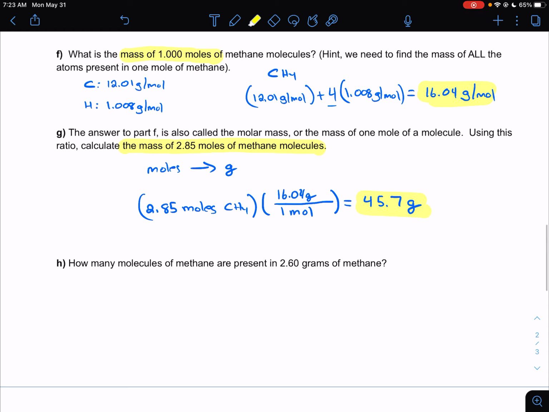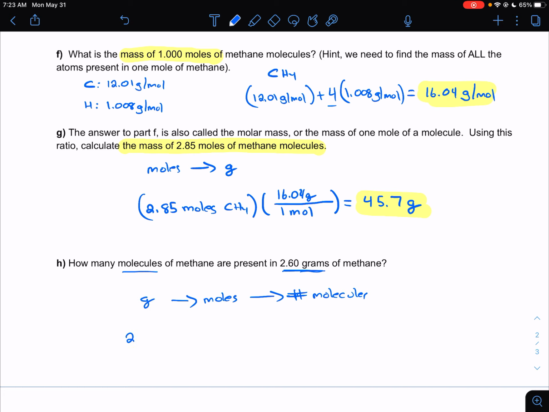In part H, then we're asked how many molecules of methane are present in 2.60 grams of methane. So again, this is a two-step problem. We want to get to molecules, and we're given grams. So we can think about how we're going to get there. If we want to go to number of molecules, the way we get to number of molecules is from moles. And the way we get to moles, we can get to from grams.